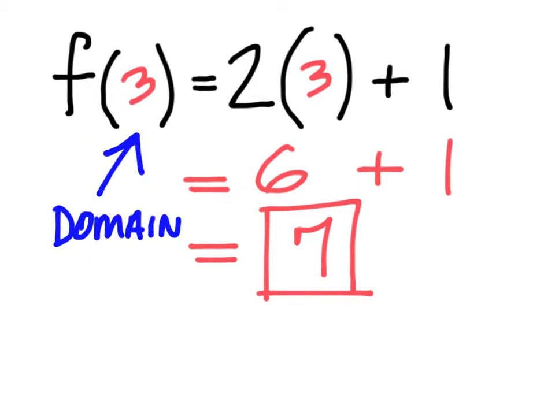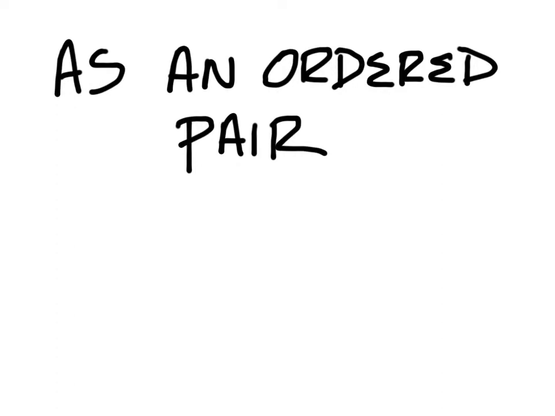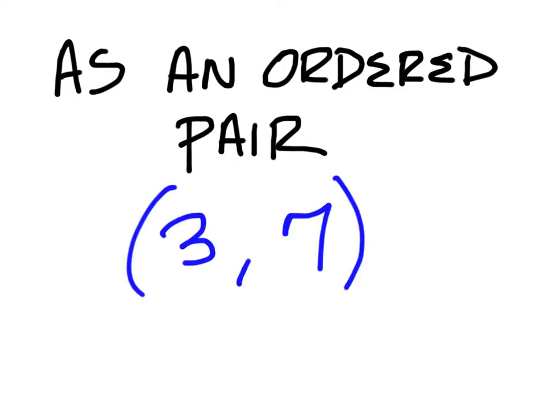Whatever you're putting in, the x values are the domain. Domain is going to be x. The range is going to be y. Domain x, range y. So as an ordered pair, we plugged in a 3, we came back with a 7. (3, 7) would be the result. x is 3, y is 7.